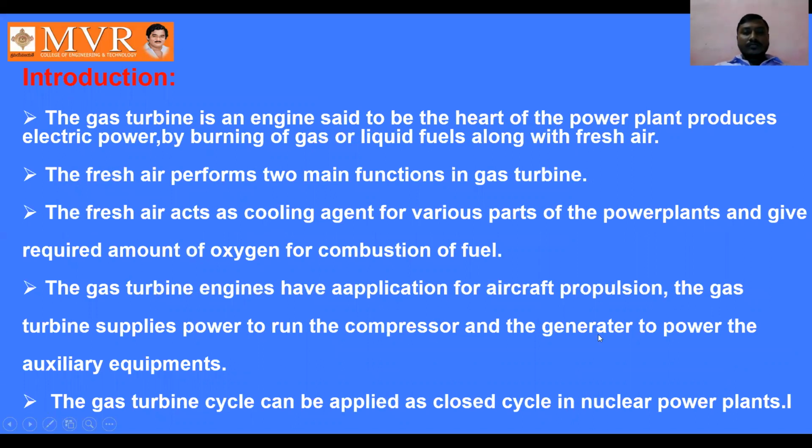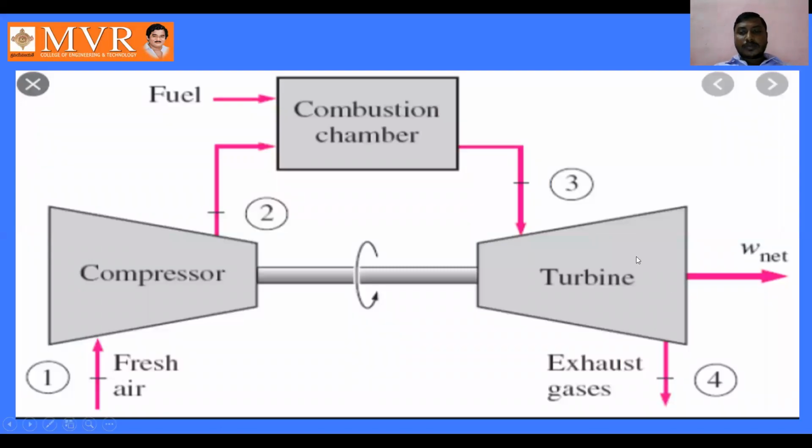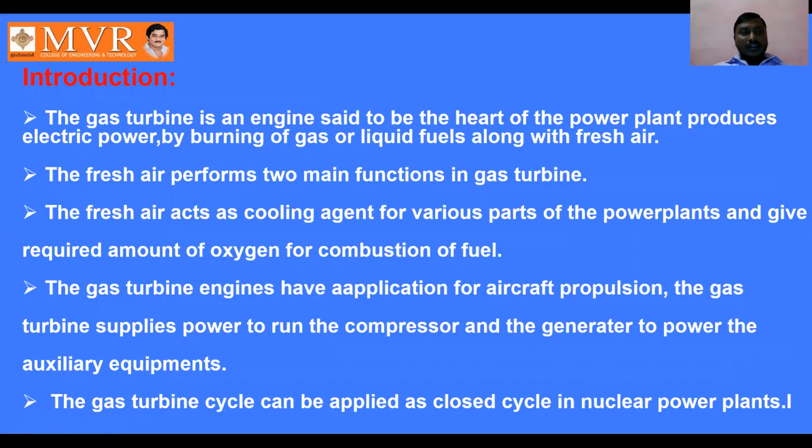See here, the moving blades of the gas turbine impart rotational motion to the runner. During this process, the air gets expanded and finally it is exhausted into the atmosphere. See here, the expanded hot gas enters the exhaust and goes into the atmosphere.